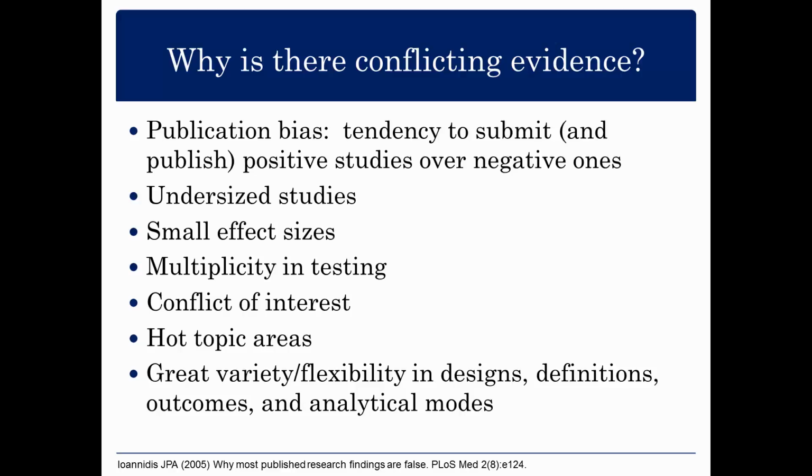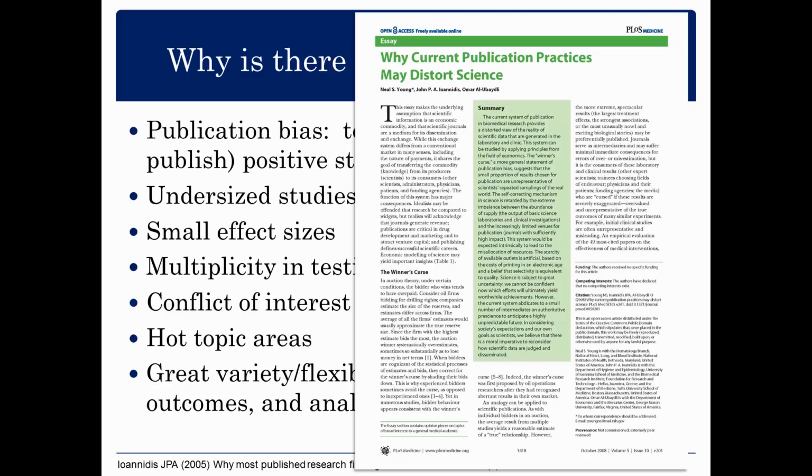We do a lot of tests on a little bit of data, and we report potentially only the things that we found that were interesting, and we fail to report the things that we didn't find. There are a lot of hot topic areas, and there's a lot of variety and flexibility in designs, definitions, outcomes, and analytical modes. So there's a lot of reasons why we may have a distorted view of science as it currently stands, and that's really just attributed to our publication practices and some of the ways we go about designing and analyzing and reporting results of studies.